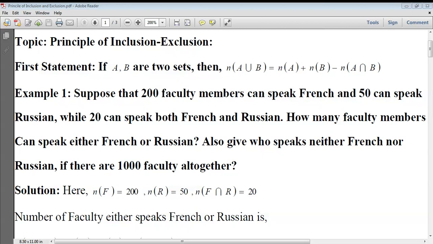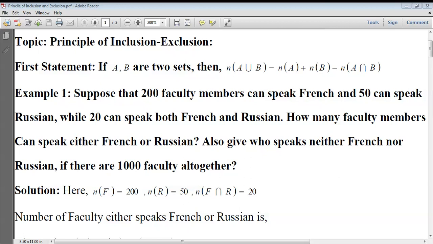Suppose there are 200 faculty who can speak French and 50 faculty who can speak Russian, and both French and Russian can be spoken by 20 candidates, then how many faculty members speak either French or Russian? And also there is a second question. If there are totally 1000 faculty members, then find the number of faculty who do not speak either French or Russian. Okay. So data is taken.